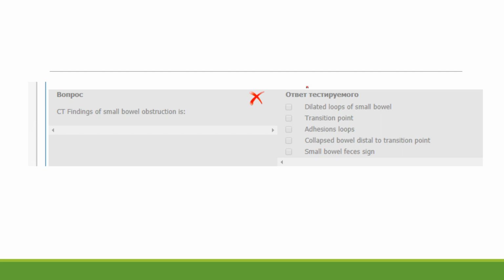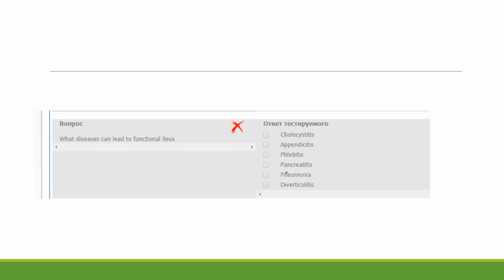Okay, next one. CT findings of small bowel obstruction. It's hard for me to explain this one, but I will help you. How I can, yes. Okay, next one.